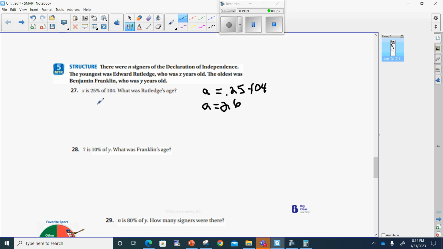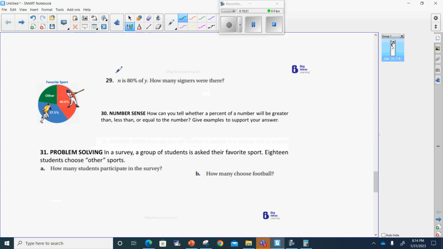All right, so 26 years old should be Rutledge's age. Years old. All right, let's go ahead and do number 29 now. It says N is 80% of Y. How many signers were there?